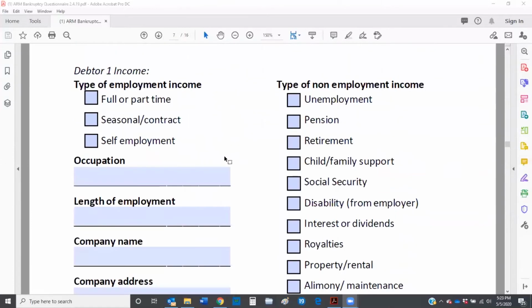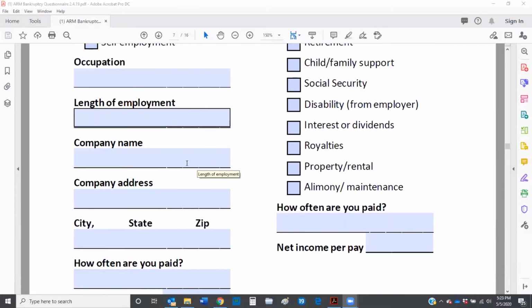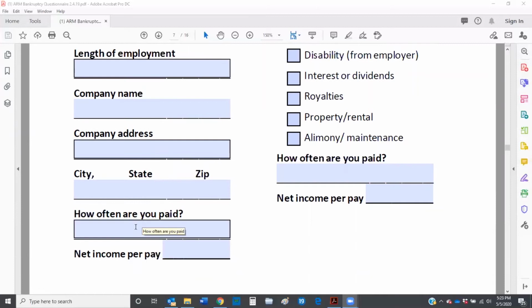The next 2 pages talk about income. The first page here talks about debtor 1 income. So is it full or part-time? Is it self-employment? Is it seasonal? You're going to write down your occupation: what you do, how long you've done it, who your employer is, their name as well as their address, and you're going to list how often you're paid and how much per paycheck you receive.